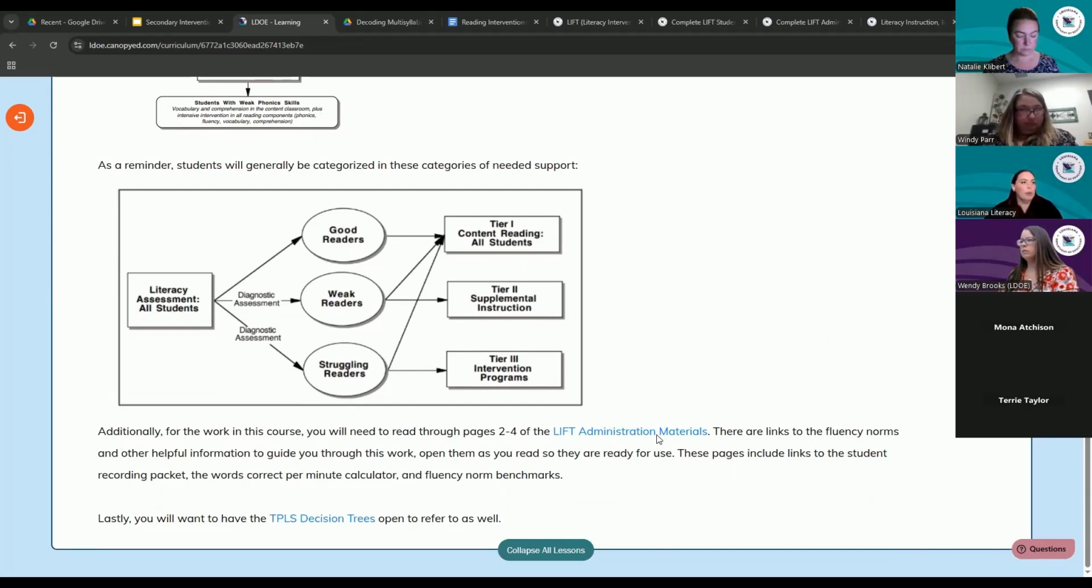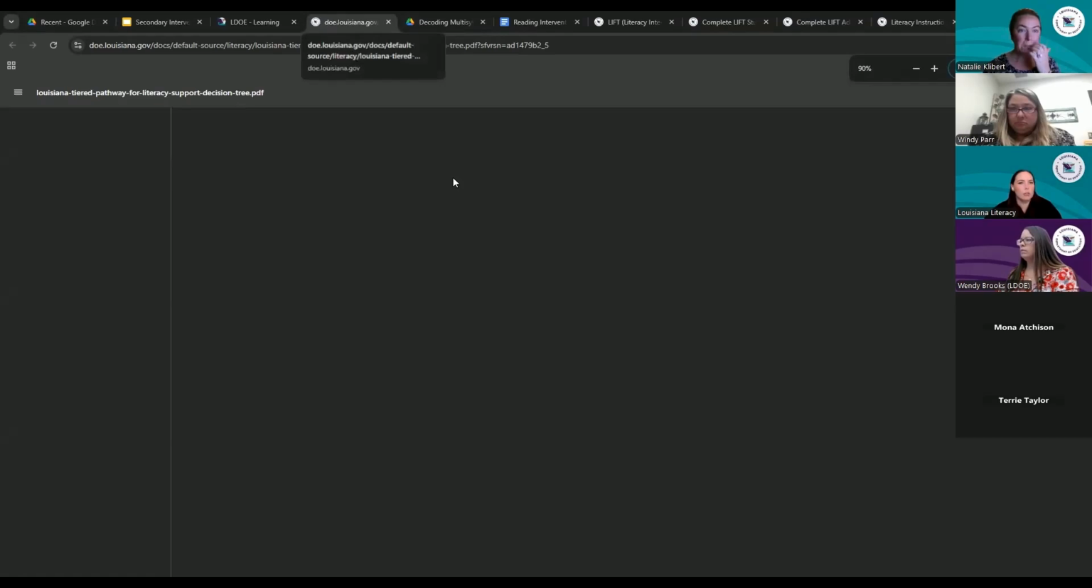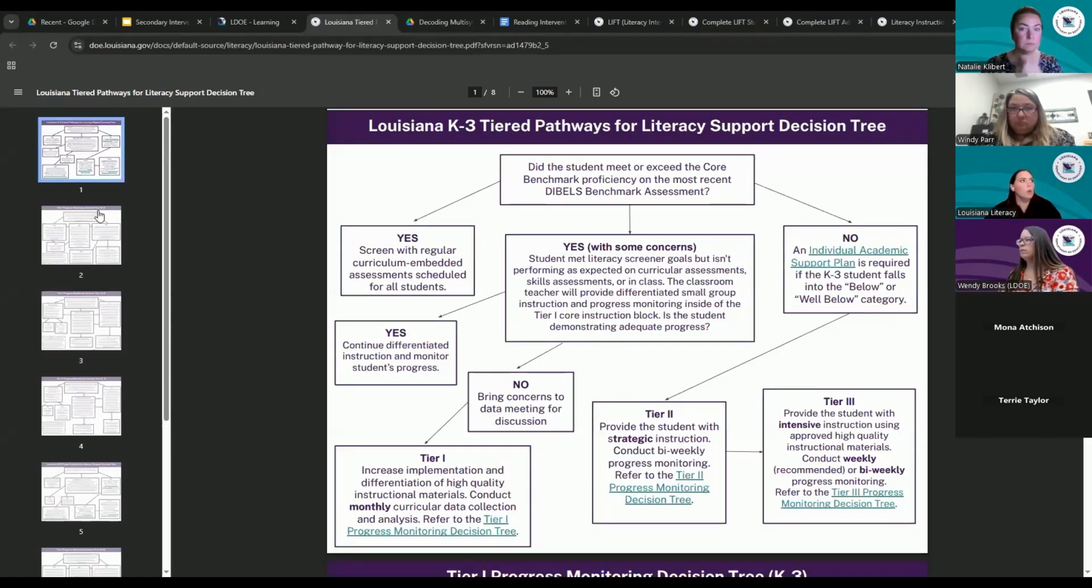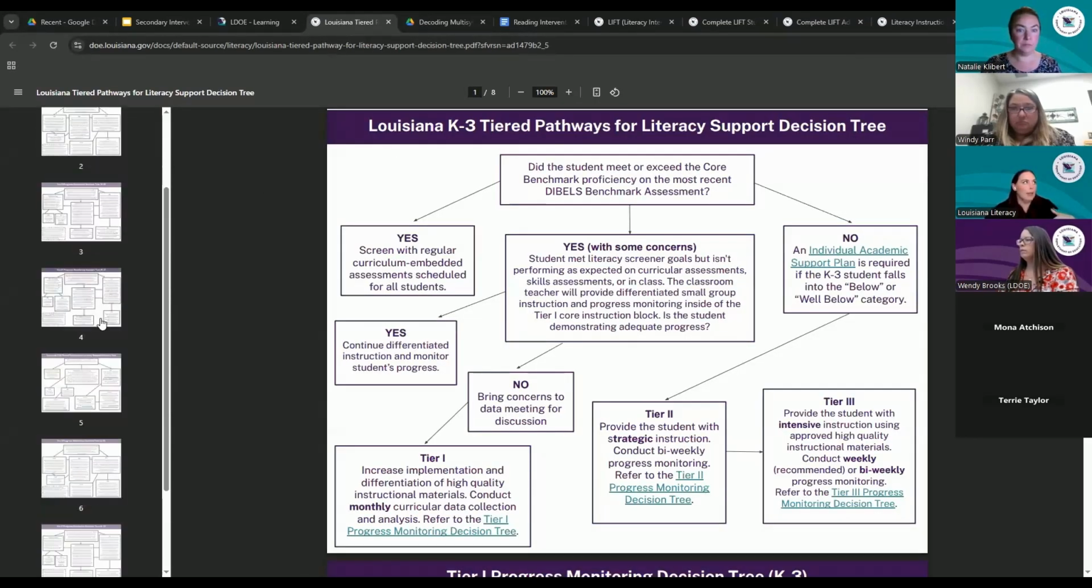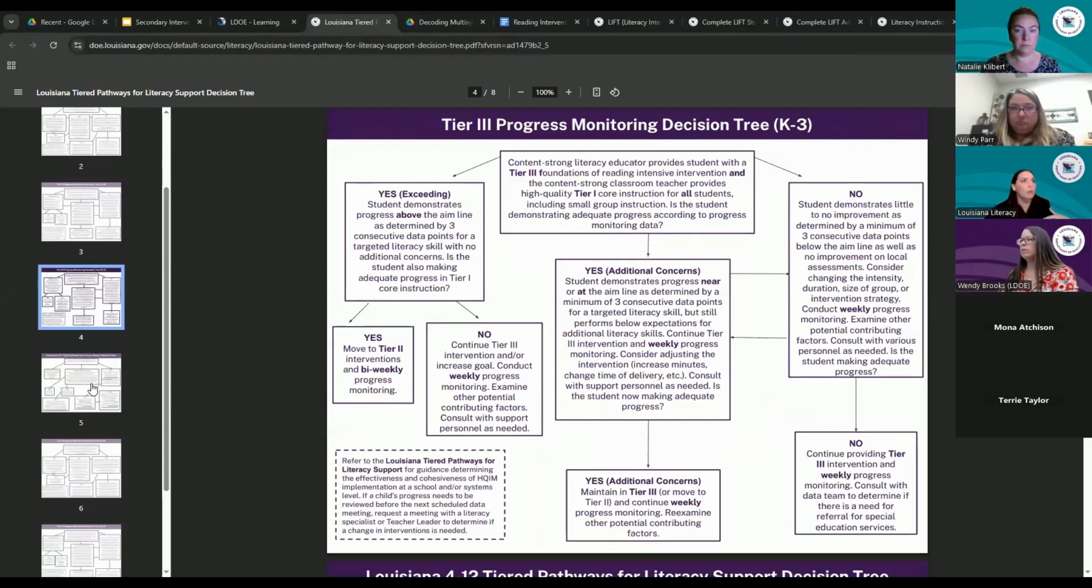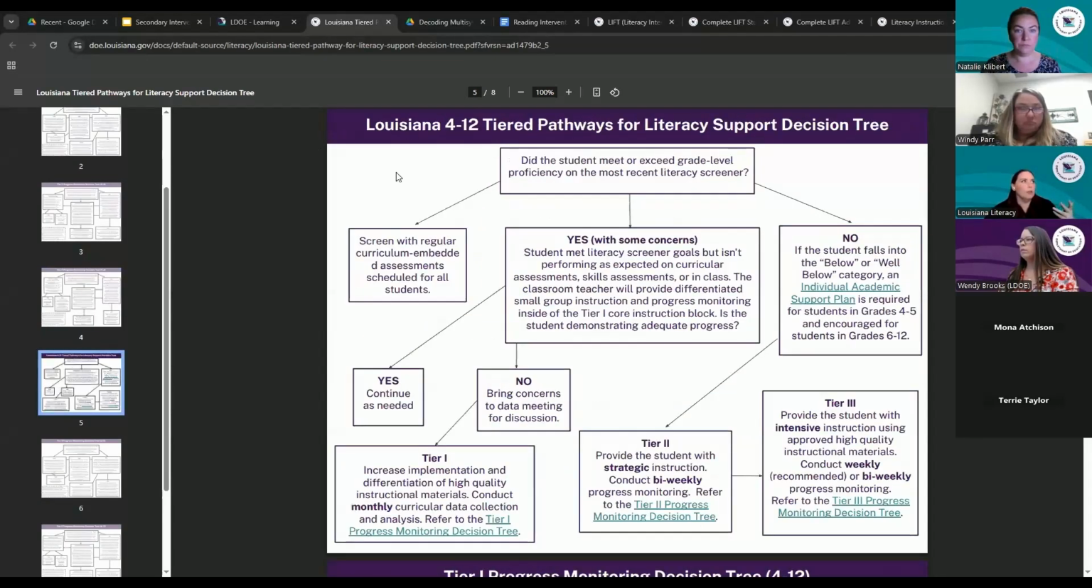So for the next activity, you're going to want to have the Lyft administration materials open, which are linked right here. And then also, we haven't looked at this in this session, the TPLS decision trees, which I'm going to open and show you right now. Those should be linked on your breakout room handouts as well. We're not going to look at the K3 ones today because we are all here for 612, although they are very general, but, well, 412.